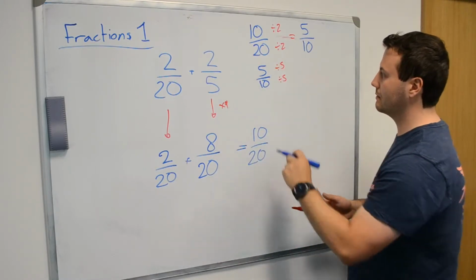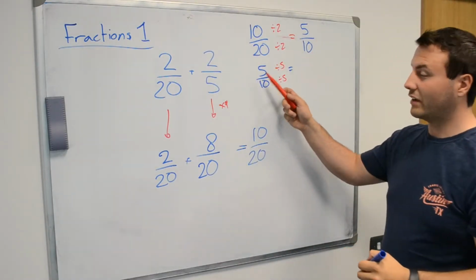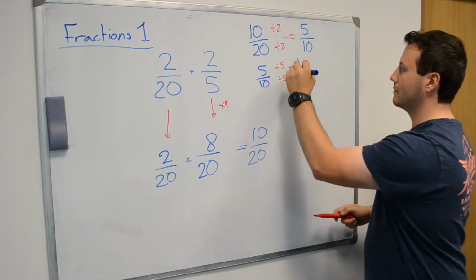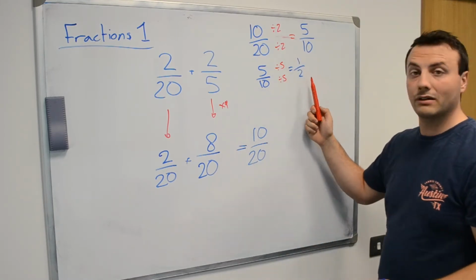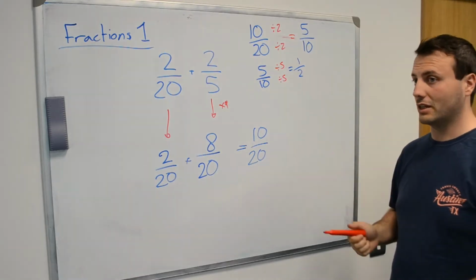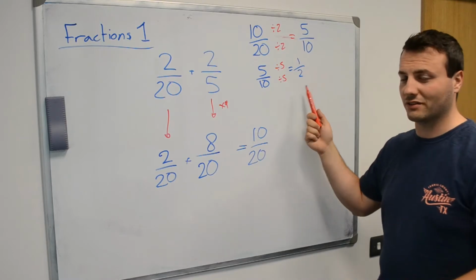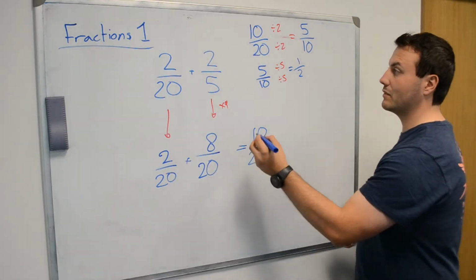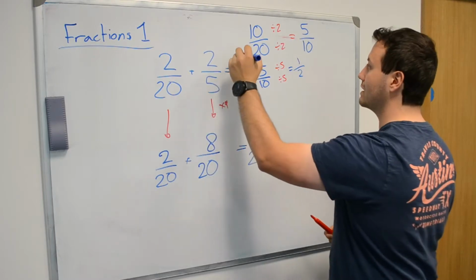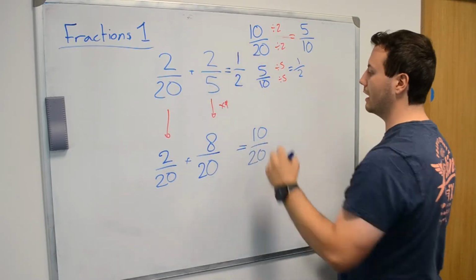And what does that give us? 5 divided by 5 is 1. 10 divided by 5 is 2. And now notice we have a prime number here, the number 2. So this is as small as it can go. As small as this fraction can be. So that means our answer to 2/20ths plus 2/5 is actually a half.